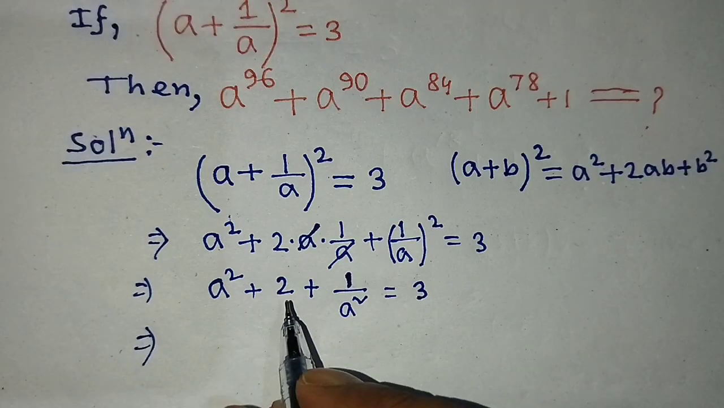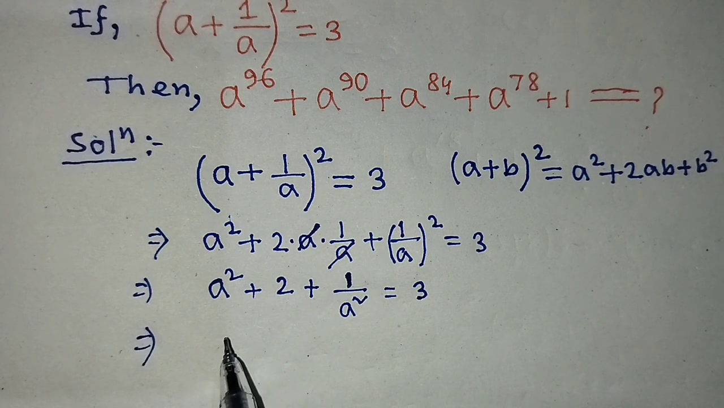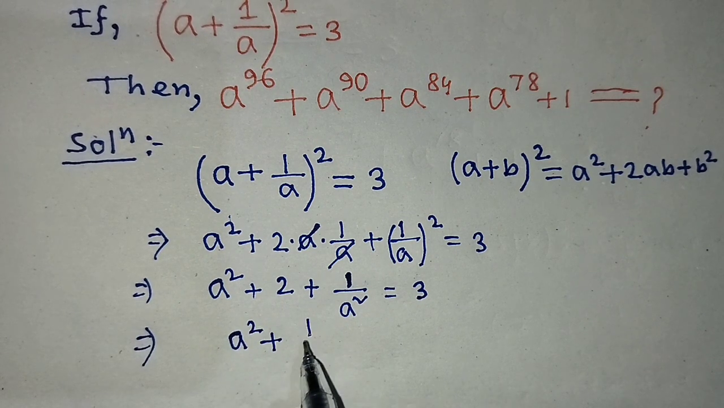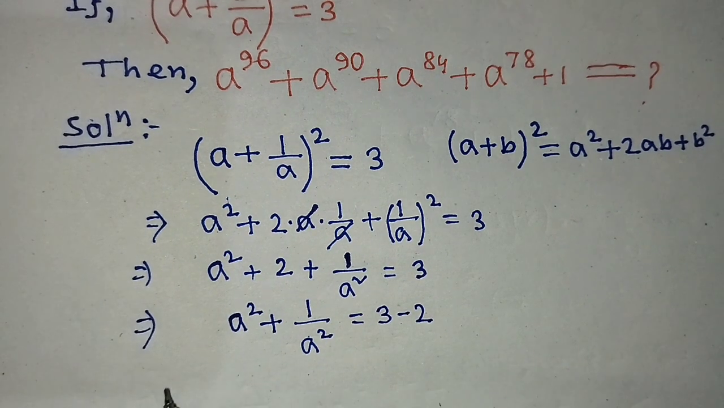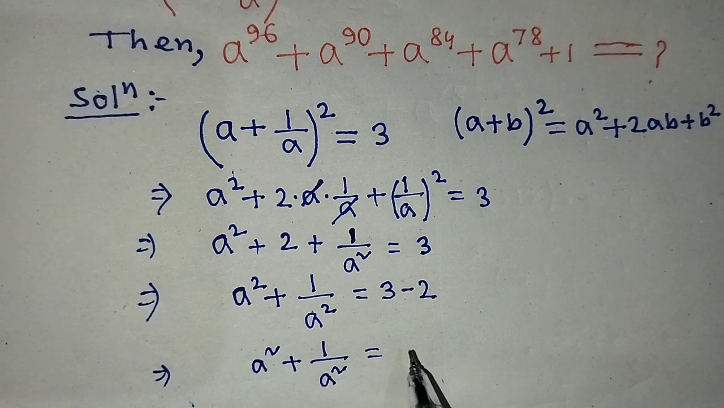My dear student, after that we have to transpose 2 from left side to right side. So on the left hand side we write a square plus 1 over a square is equal to 3 minus 2. So after that we write a square plus 1 over a square is equal to 1.